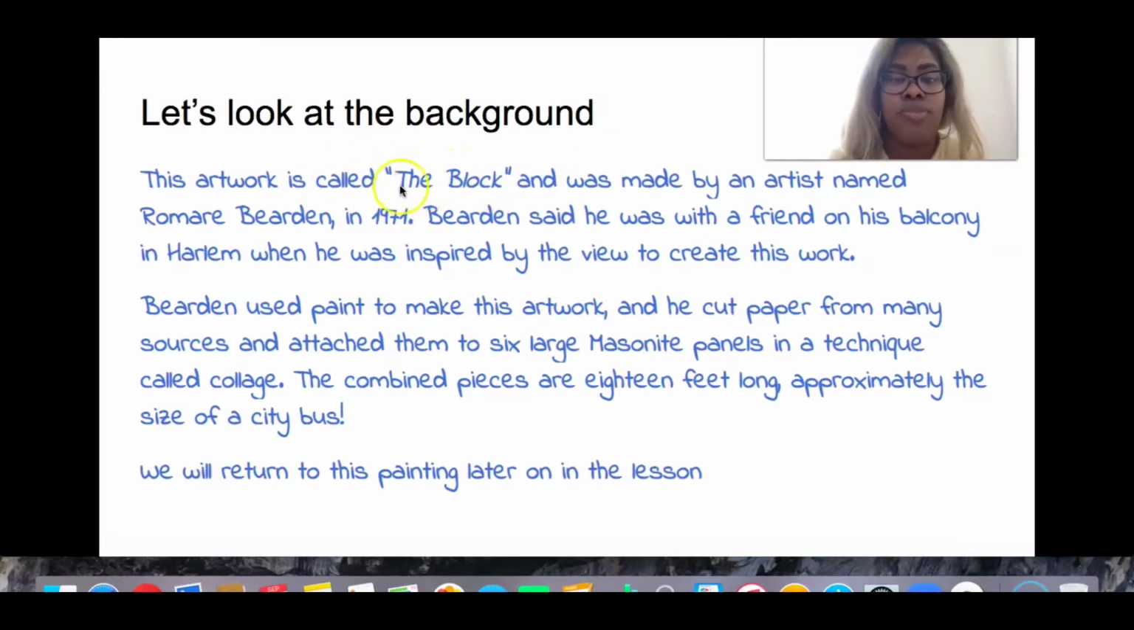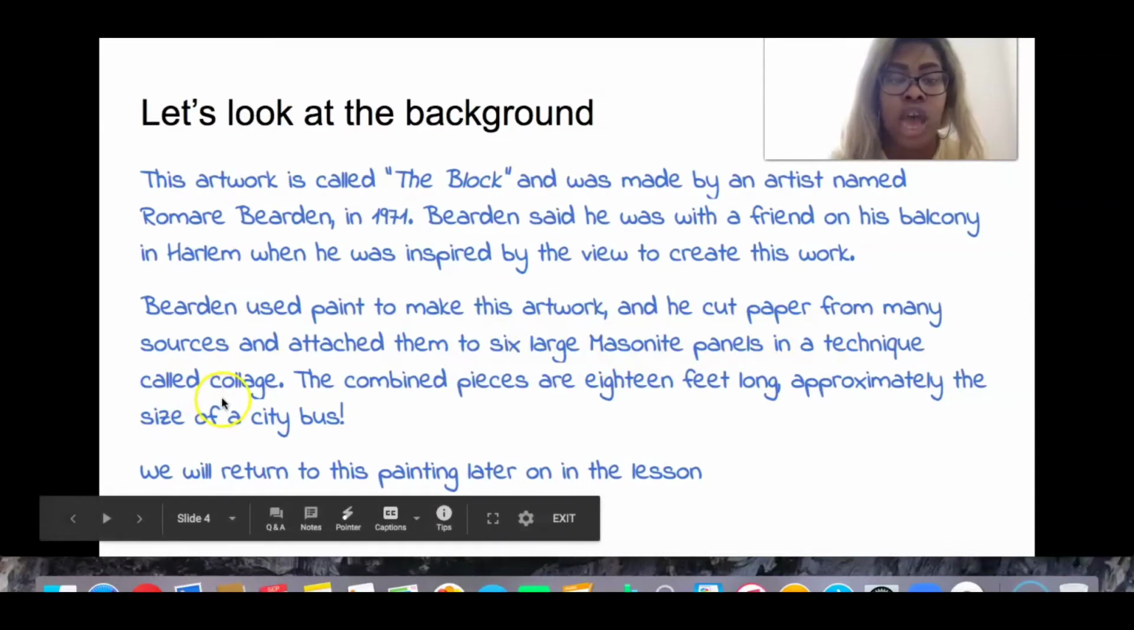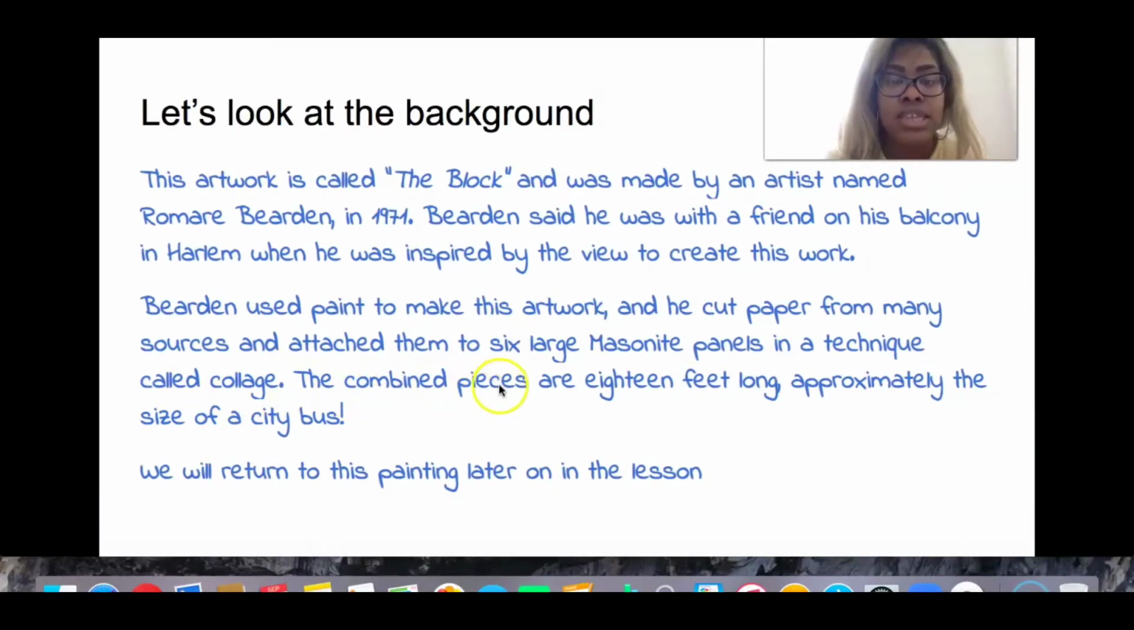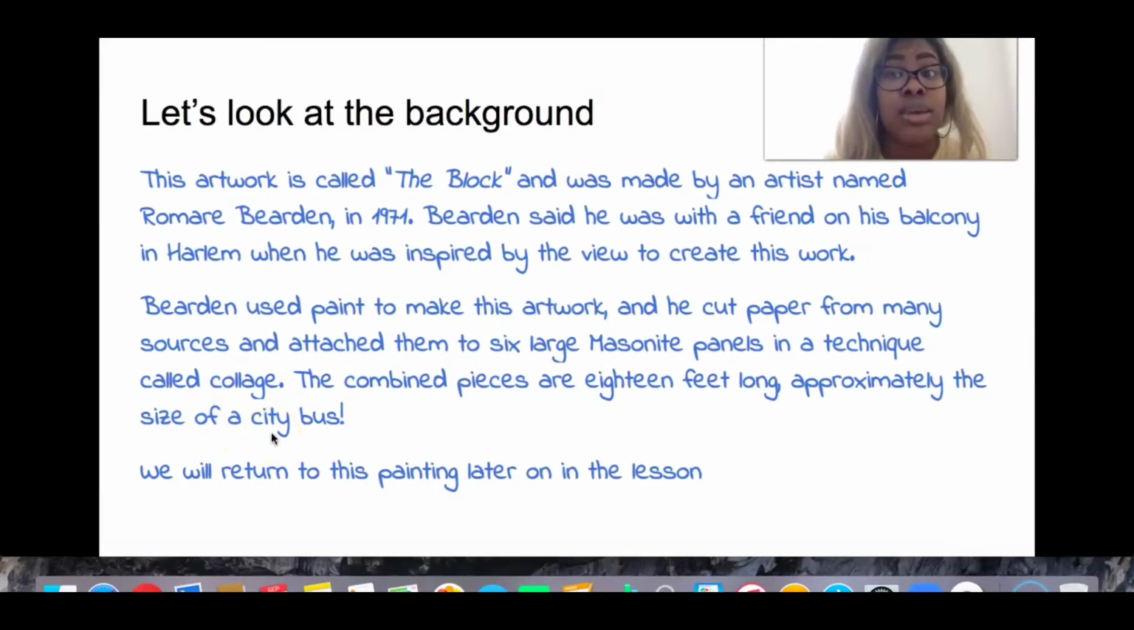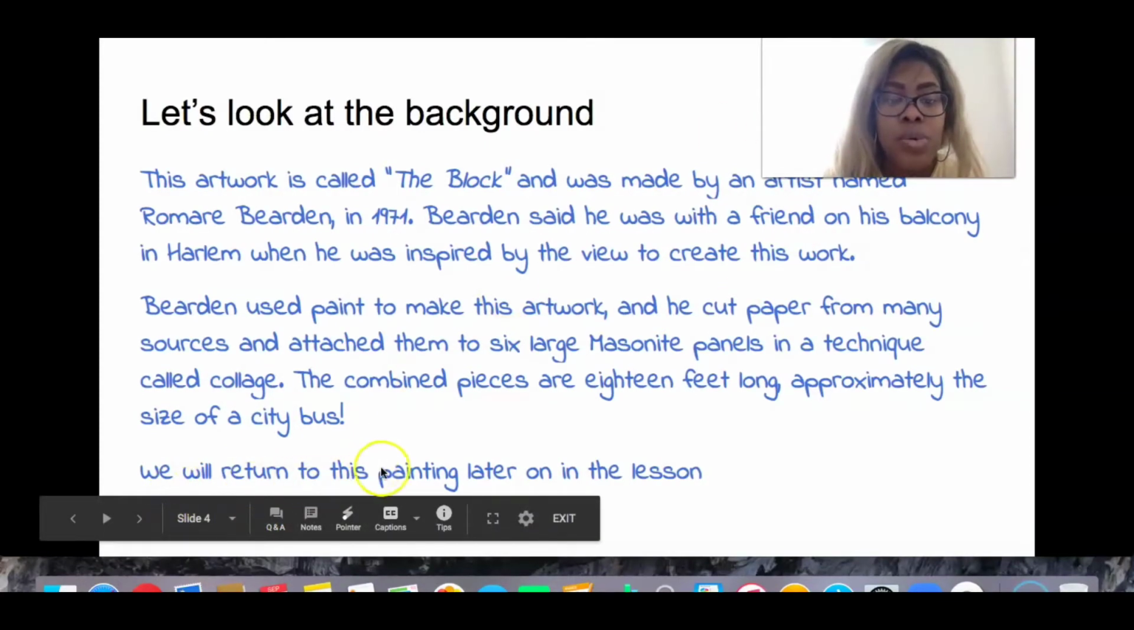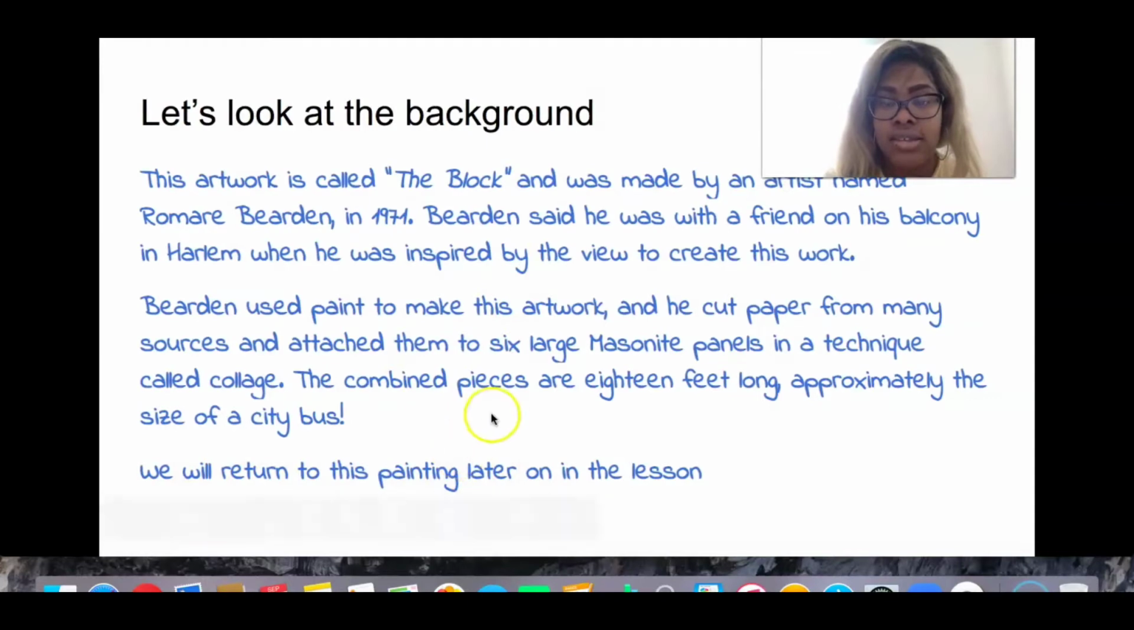This artwork is called The Block, and it was made by an artist named Romare Bearden in 1971. Bearden said he was with a friend on his balcony in Harlem when he was inspired by the view to create this work. Bearden used paint to make his artwork, and he cut up paper from many sources and attached them to 6 large Masonite panels in a technique called a collage. The combined pieces are 18 feet long and approximately the size of a city bus. So this is a really big painting. We will return to this painting later on in the lesson, guys.